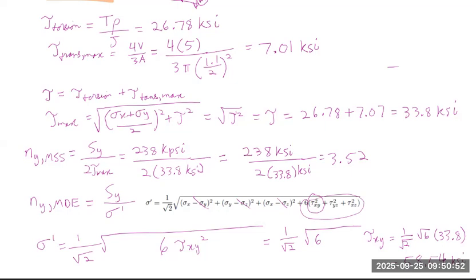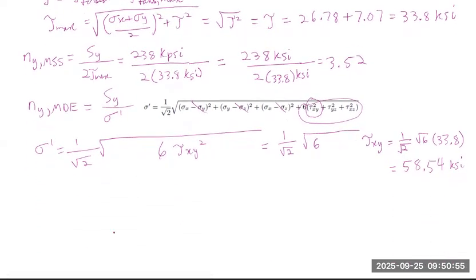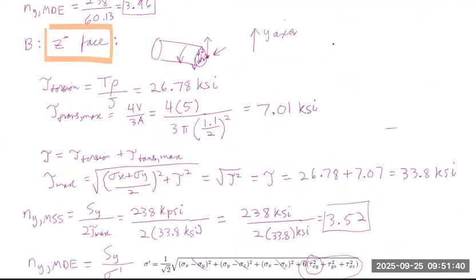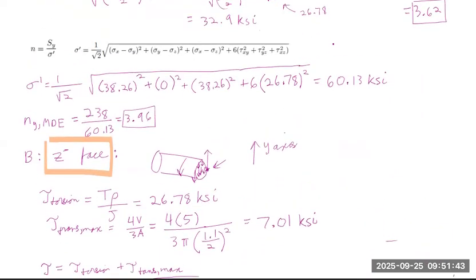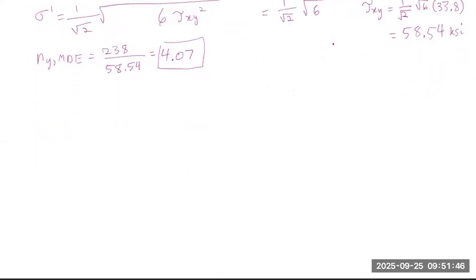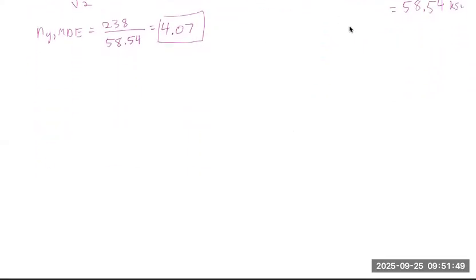Now we want to plug this into our factor of safety equation. 238 KSI over 58.54, and this will give us 4.07 as our factor of safety. We've now calculated all the factors of safety for location B. Now we have to move on to location C.